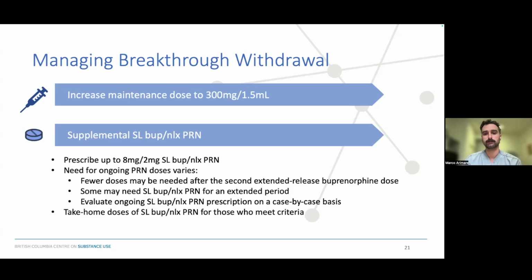A need for ongoing PRN sublingual buprenorphine doses varies. Fewer doses may be needed after the second dose of extended release bup. Some individuals may continue to need sublingual buprenorphine PRN for an extended period, and we evaluate ongoing sublingual buprenorphine PRN prescription on a case-by-case basis, depending on each individual's needs. And then finally, prescribing sublingual buprenorphine PRN as take-home doses for those who meet take-home dosing criteria. And so we just want to make sure that we're discussing medication management and safe storage with our clients.